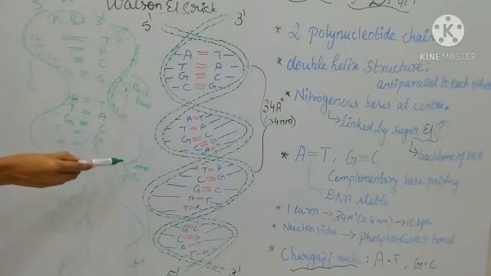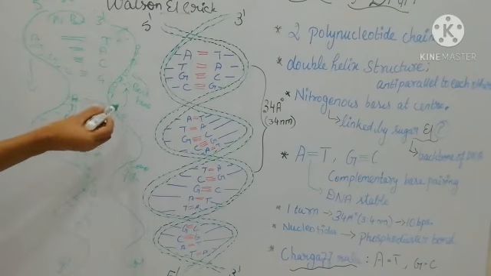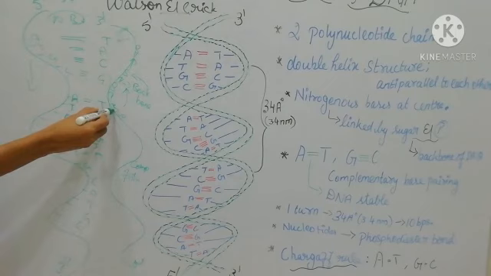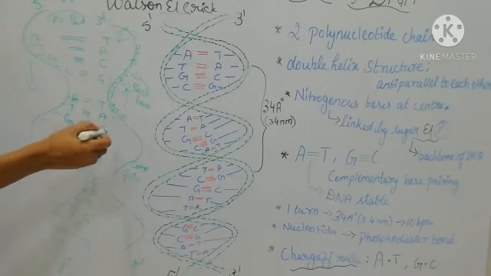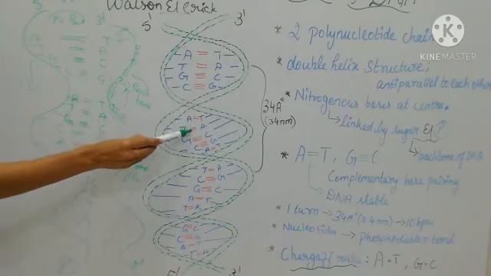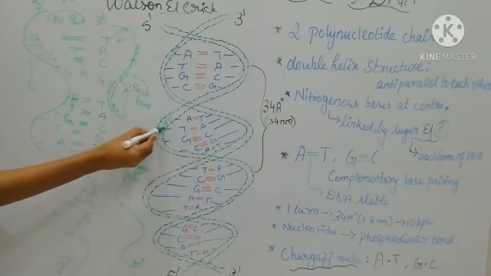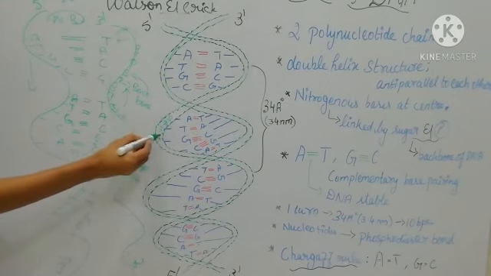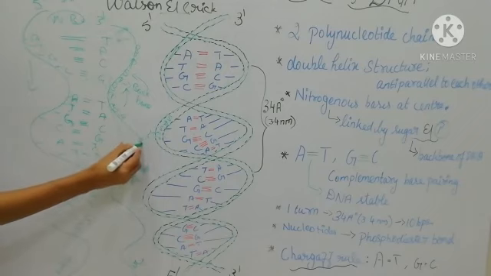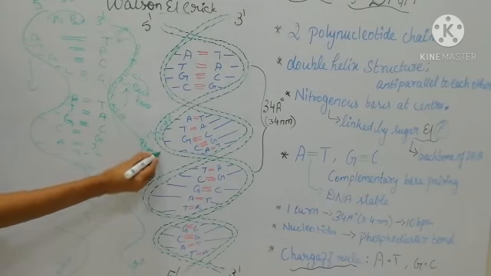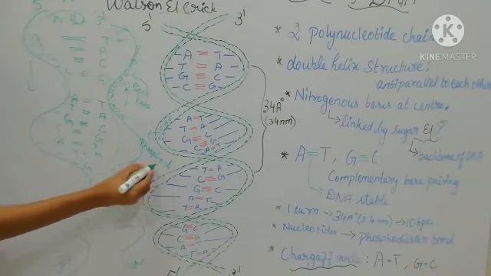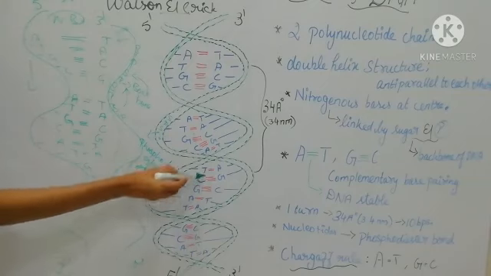And the nucleotides in a helix are joined together by phosphodiester bonds. So the bases are joined by the hydrogen bonds, and here the sugar and phosphate groups are at the chains, and these are linked together by the phosphodiester bond. This phosphodiester bond will be present at the chains, and the hydrogen bonds will be present at the center.